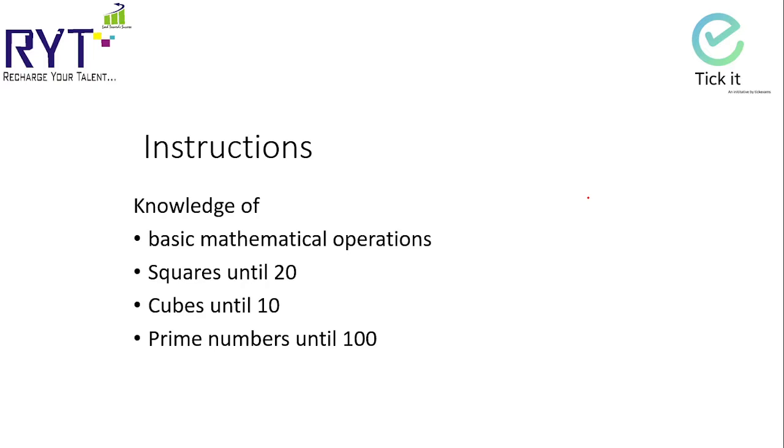You should have the knowledge of basic mathematical operations, that is how to do addition, subtraction, multiplication, division using manual calculations, not using the calculator. You should know how to do it without using the calculator. That is important. Next thing is squares until 20, that is the minimum. If you know till 25, it is great. Then you should know cubes, how to calculate cubes and what the cubes are. Then you should also know prime numbers.